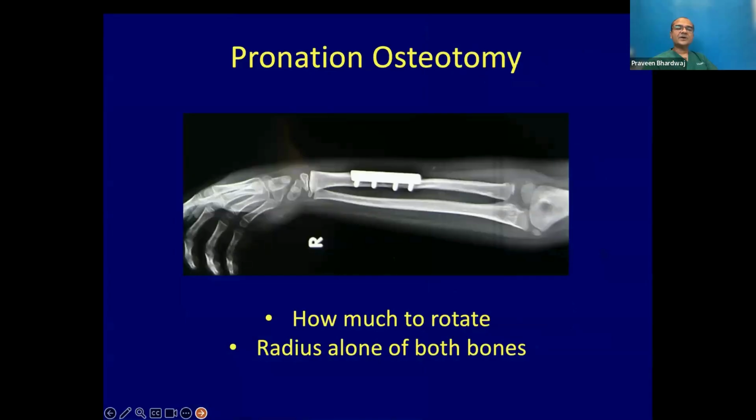And the correction required was almost about 120 degrees. In this patient, we did a pronation osteotomy. We can see it fixed with a 4-hole plate. Two important things over here: how much to rotate. The aim is to bring the forearm into 30 degrees pronation. Why 30 degrees pronation? Because that is the natural standing position.